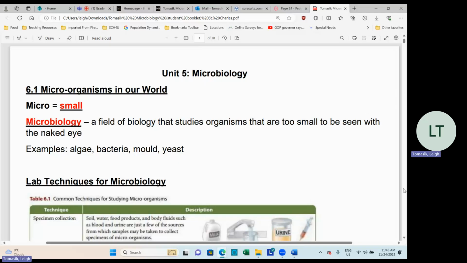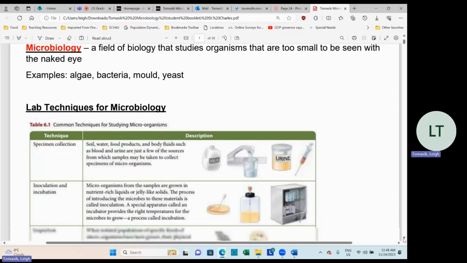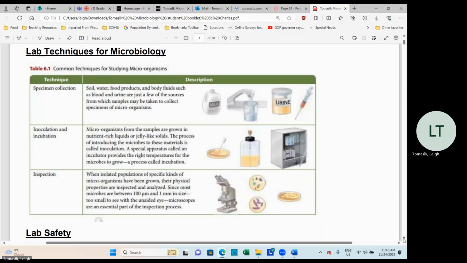Now, in this course, we are not going to do any labs, right? Because number one, it's an online course, and number two, it can be dangerous to do a microbiology lab. So I want to talk a little bit about special safety measures that have to be taken when we do microbiology labs.